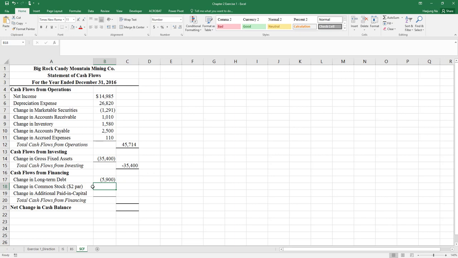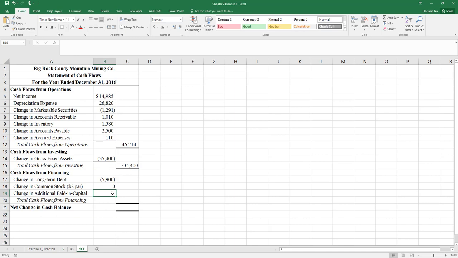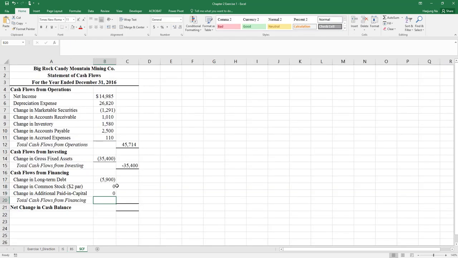Yeah, and you have the value. And again, let's find common stock value, ending minus beginning, 0. Change in additional paid-in capital. This will be this minus this, right? Okay, and this will be 0 value.